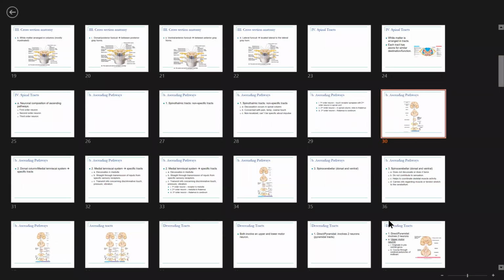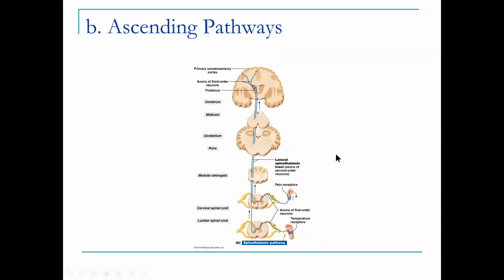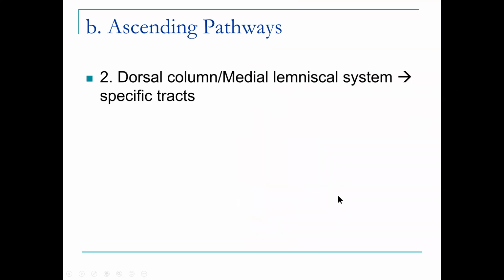And do you have to know that pathway? No, okay? Most of the time I just skip over the slides, but this illustrates a good example of what a decussation is and what a first, second, and third order neuron is. Dorsal column, so this is our second; that was our first one, spinothalamic. This is our second ascending pathway. And like I say, you don't have to memorize them.